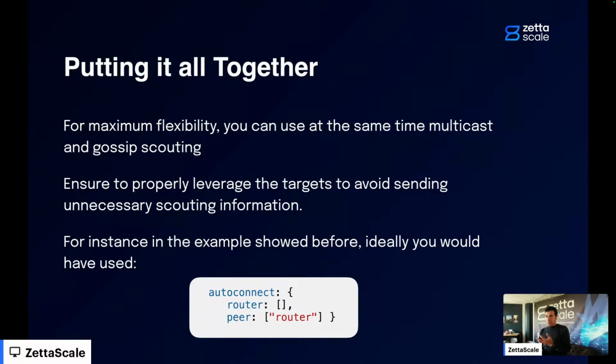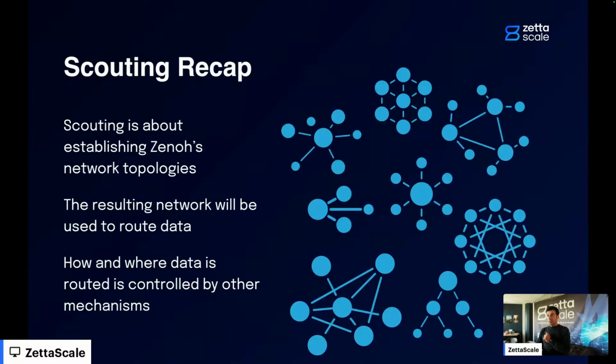Now, if we put all of this together, it means that for maximum flexibility, you can use at the same time multicast and gossip scouting. You can properly leverage the target to avoid that unnecessary scouting information is sent. And for instance, if you were to implement the use case that I just showed with the animation, you would rather want to have the auto-connect router appear as shown here, okay?